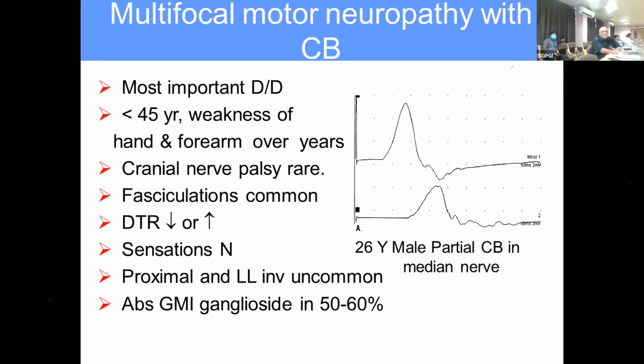There may be a long history of weakness, usually in young people, in the hand and forearm over years. Cranial palsy is rare. Fasciculations are common. Tendon reflexes may be reduced or increased. Sensations are normal, and proximal and lower limb involvement is less common, and then you can diagnose them by showing a conduction block.